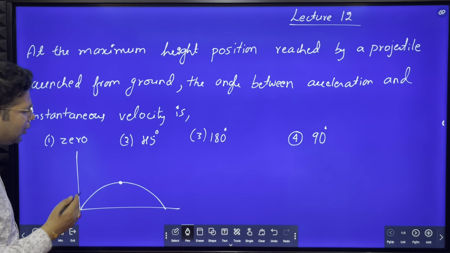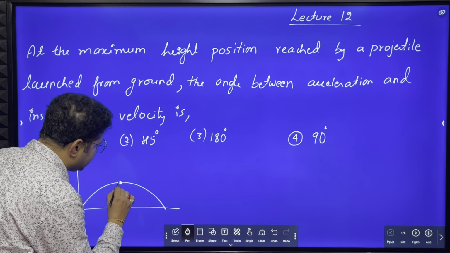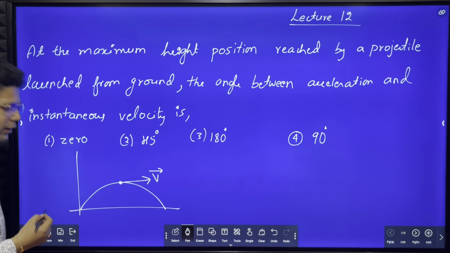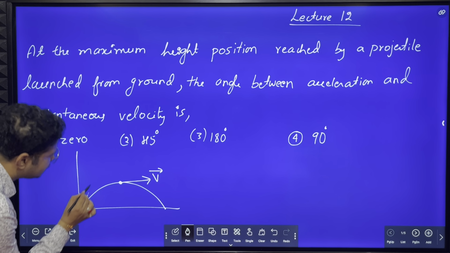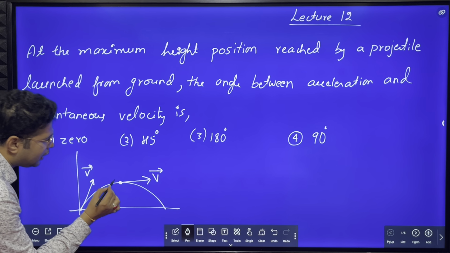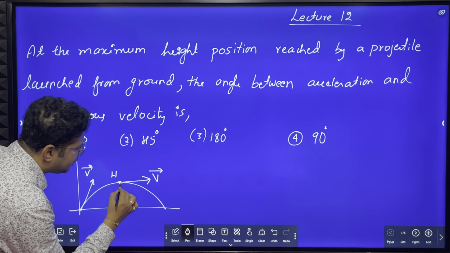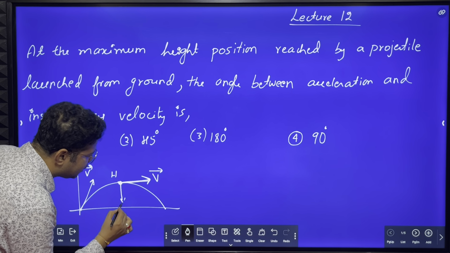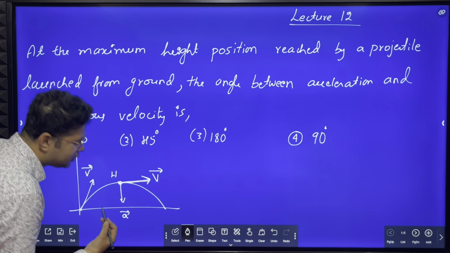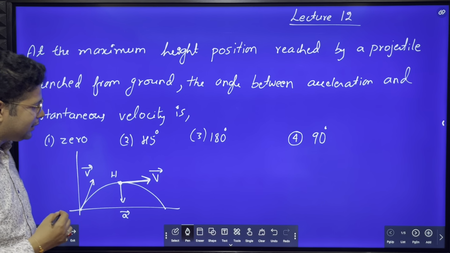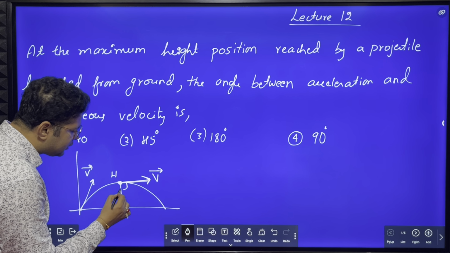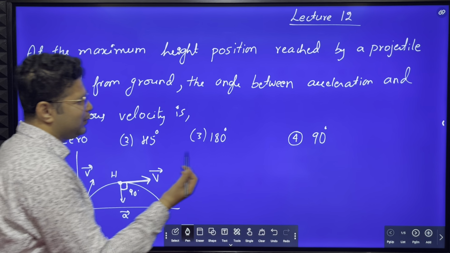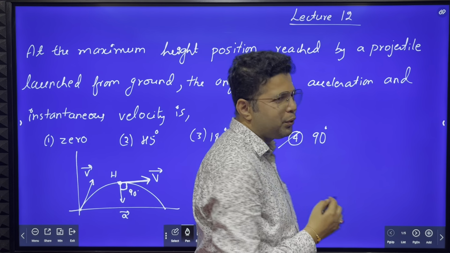What is the direction of velocity of the projectile? How to find the direction of velocity? You have to draw a tangent. Here, at the maximum height, this will be the direction of velocity. What is the direction of acceleration? We know the direction of acceleration is always downwards because only gravitational force is acting. So what is the angle between acceleration and velocity? The angle between acceleration and velocity is 90 degrees. Hope you can understand.